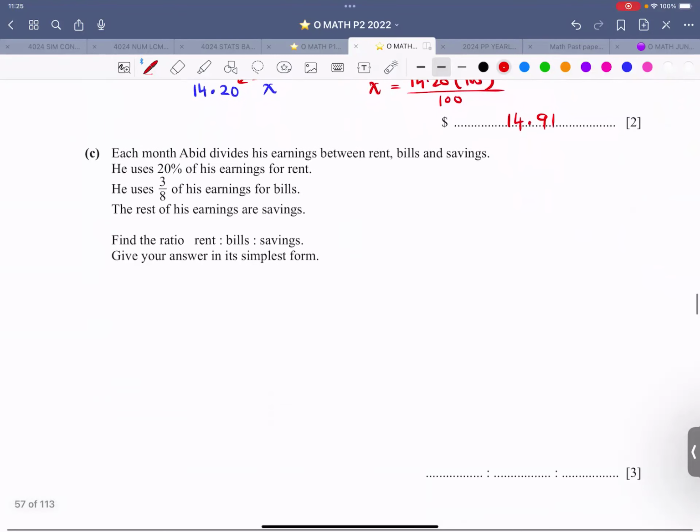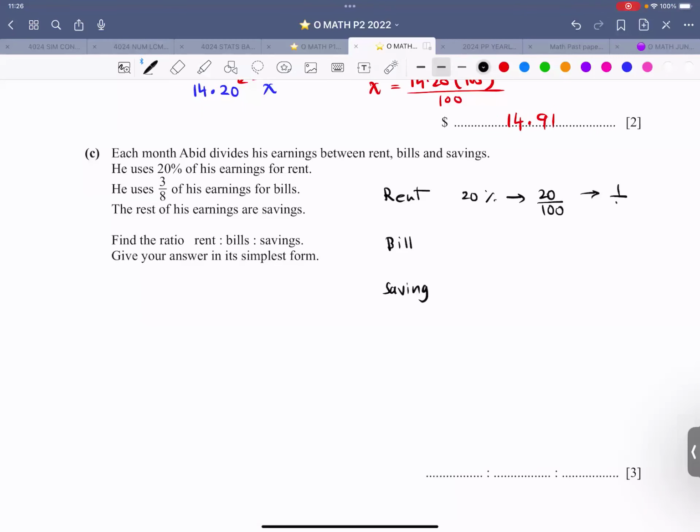Part C. Each month, Abid divides his earnings between rent, bills, and savings. So there is rent, then there is bills, and then there is savings. He uses 20% of his earnings for rent. So 20% is 20 over 100. We are just looking for the ratio. That is 1 over 5. 3/8 goes into the bills, and savings is the rest.